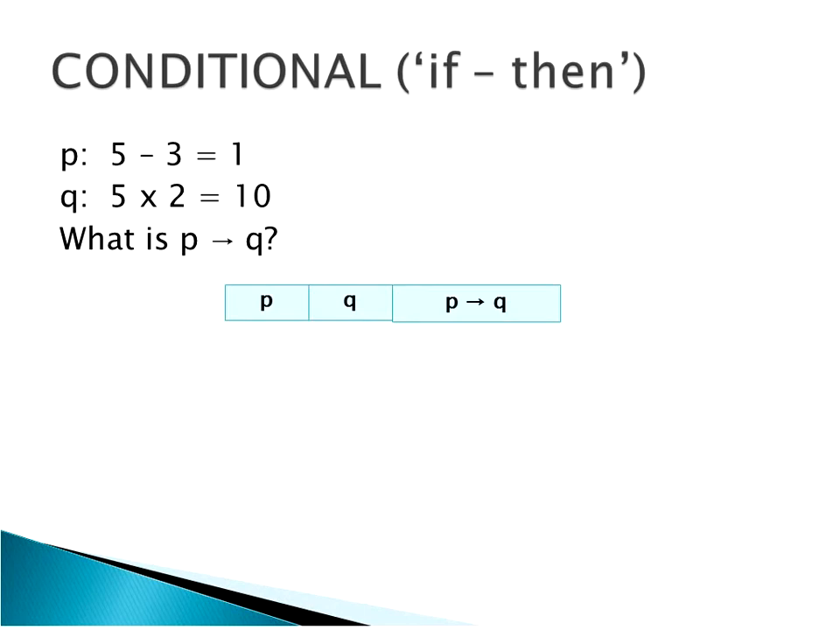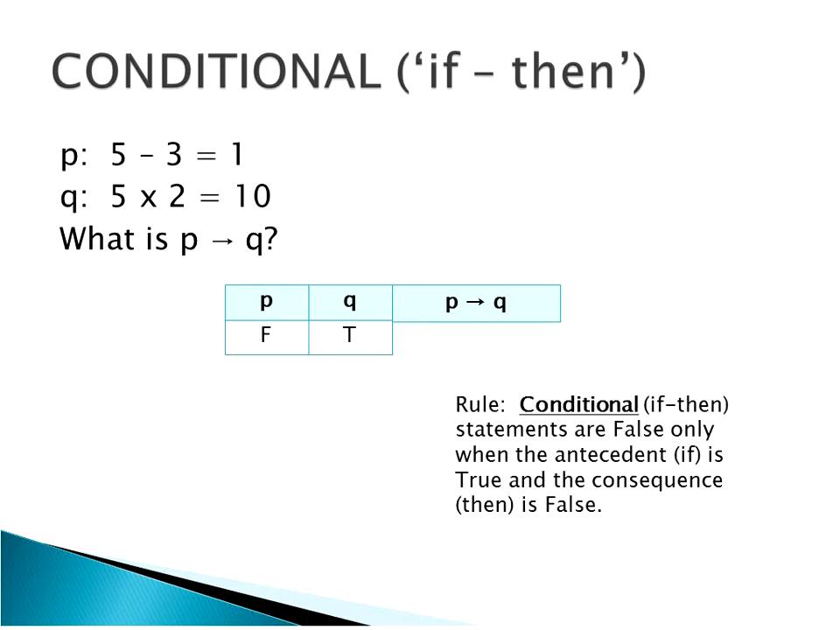Okay, let's look at conditionals. These are a little trickier. P statement, 5 minus 3 equals 1. Of course, that's false. Q statement, 5 times 2 equals 10. That is true. All right, we want to know if P, then Q. What would that truth value be? What's our rule for conditionals?